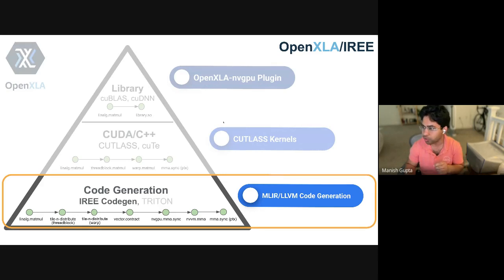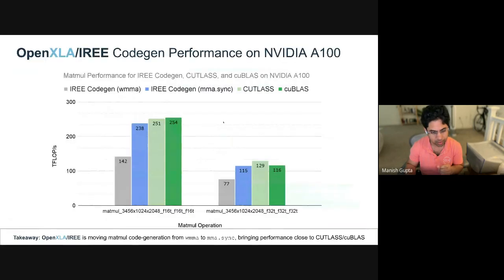So focusing just on the code generation part of it, these are the performance numbers first. We have been moving from WMMA-based matmul kernels to MMA sync matmul kernels. The gray bar here is just showing where we started and where we are now with WMMA to MMA sync. You see two data types, FP16 and FP32 Ampere tensor cores. The gray bar is WMMA, and the green bars are cuBLAS and CUTLASS.